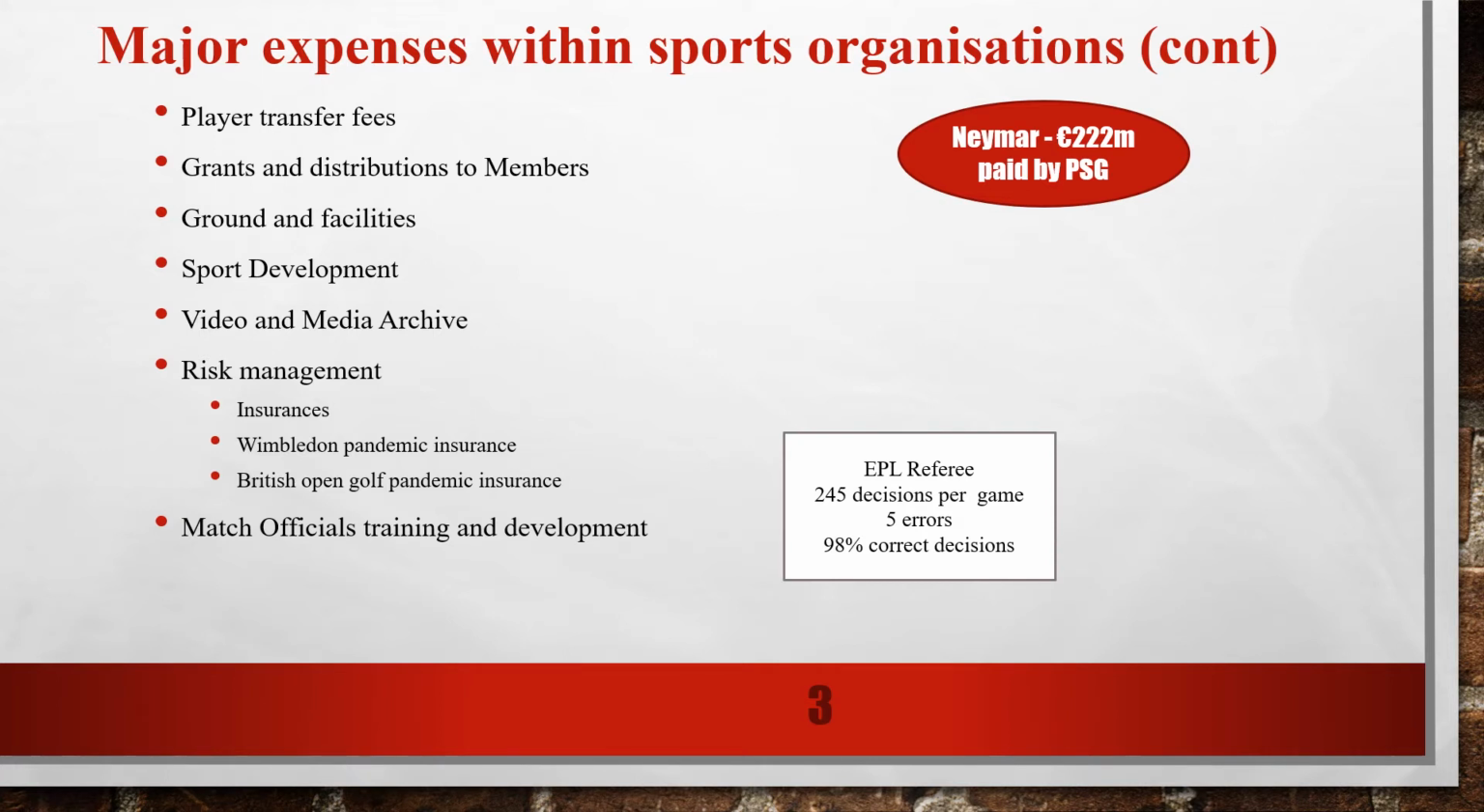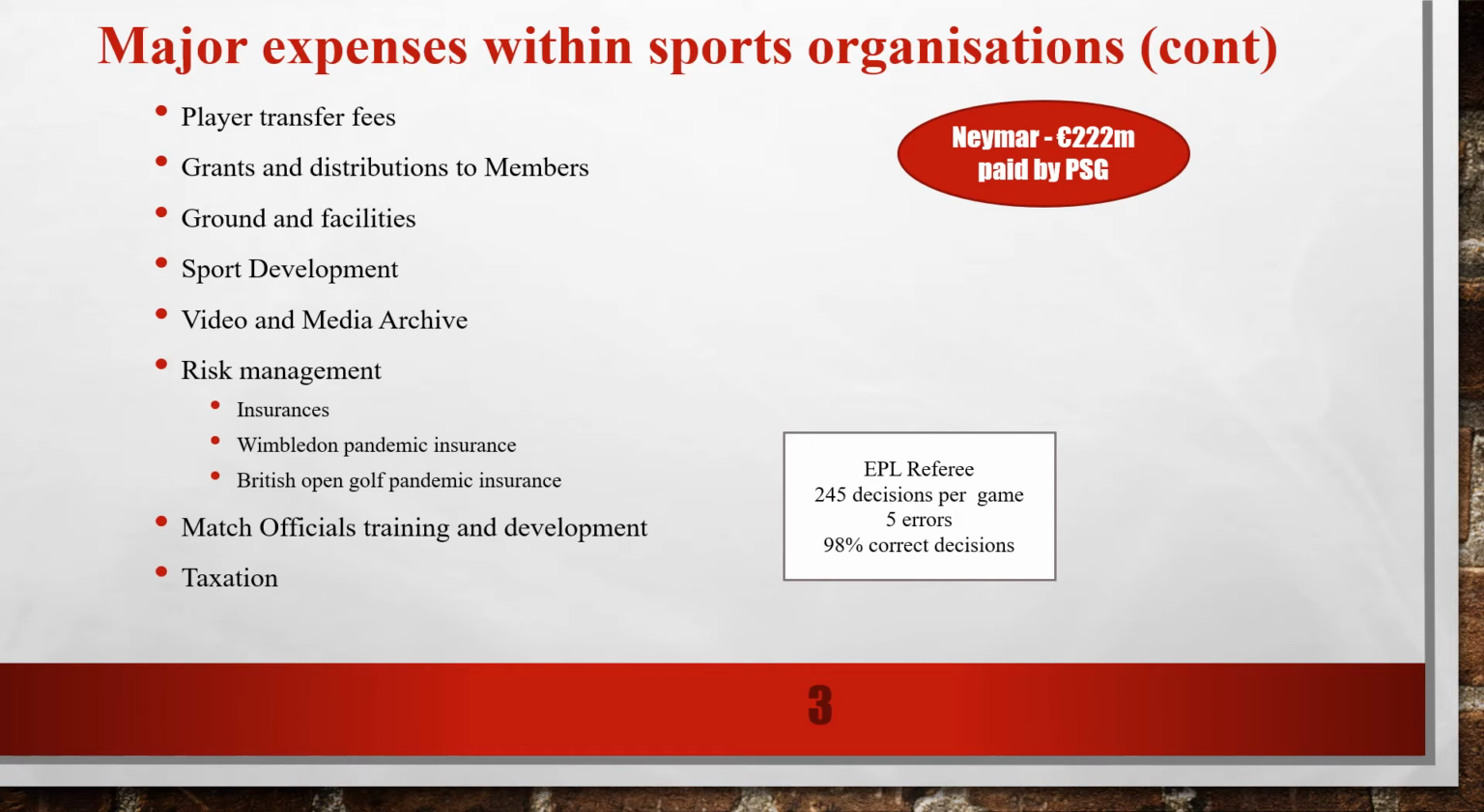According to one report, an English Premier League referee makes around 245 decisions per game over 90 minutes, and on average they make around 5 errors per game, meaning that they are right 98% of the time. This is an excellent percentage considering all that a football referee has to do physically and otherwise during a game.